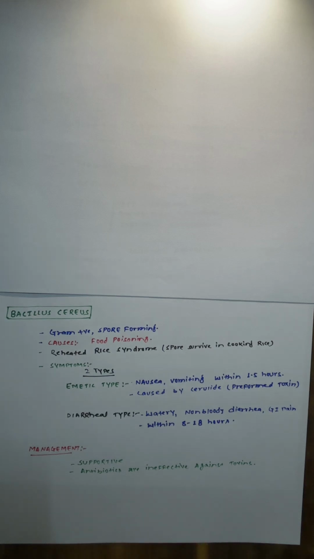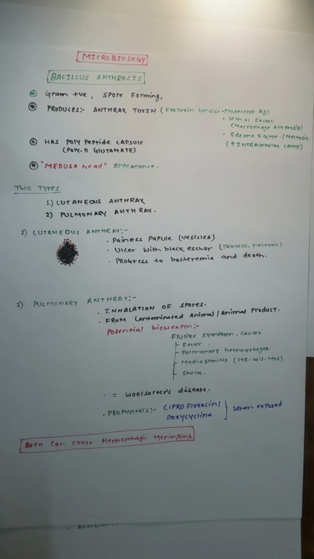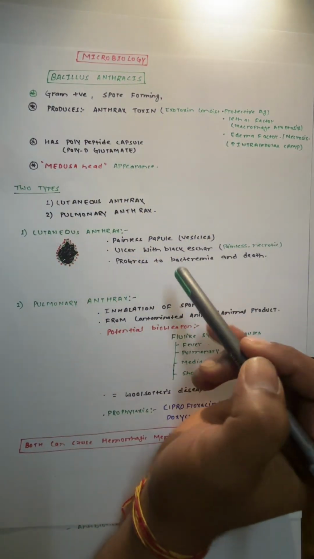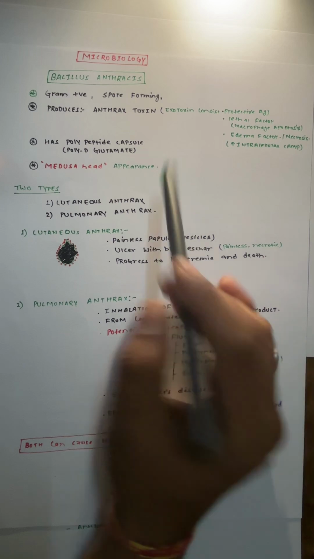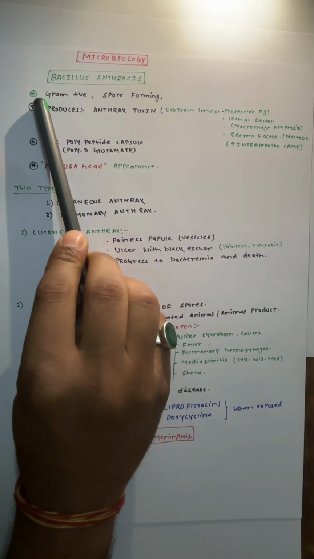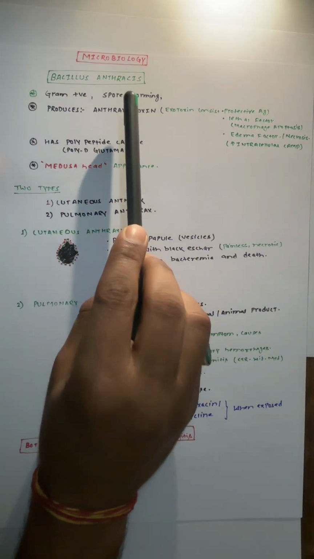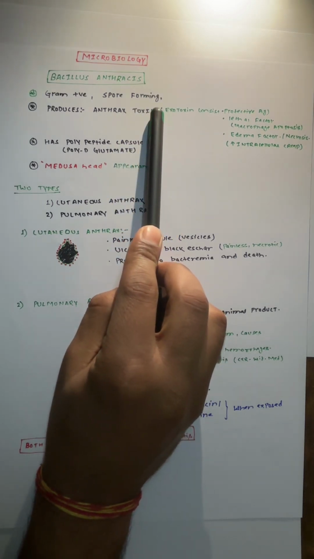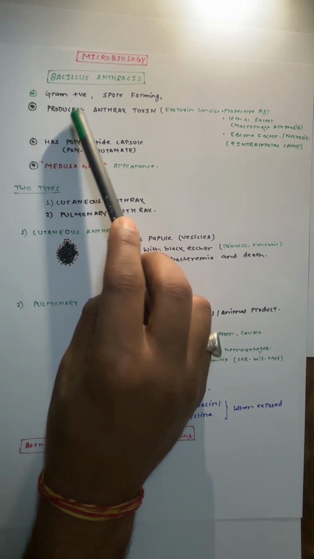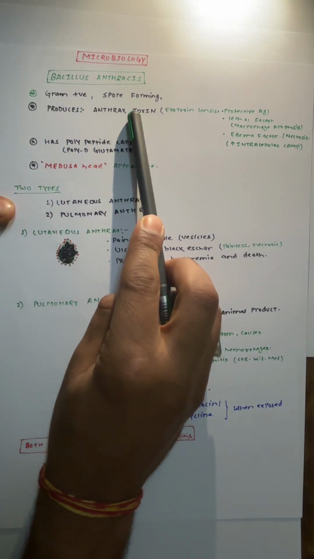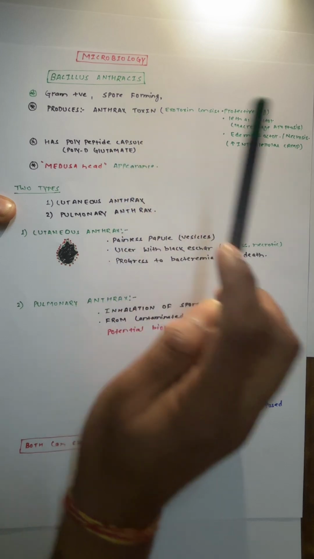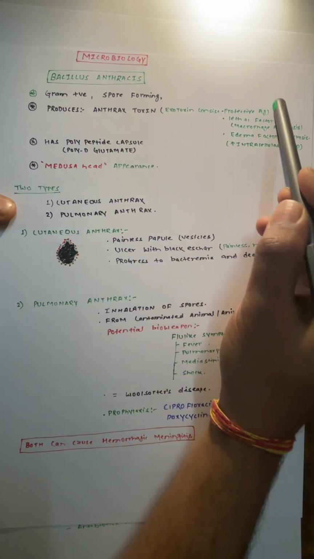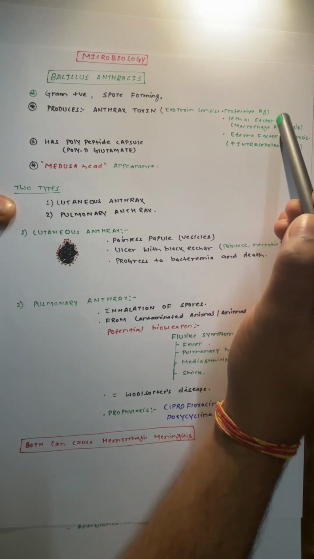Now let's talk about Bacillus anthracis. It is very important because many times MCQs ask from this topic. Talking about its lab feature, Bacillus anthracis is a spore-forming gram-positive bacteria. While talking about its toxin, it produces anthrax toxins, and it consists of a protective antigen and a lethal factor.